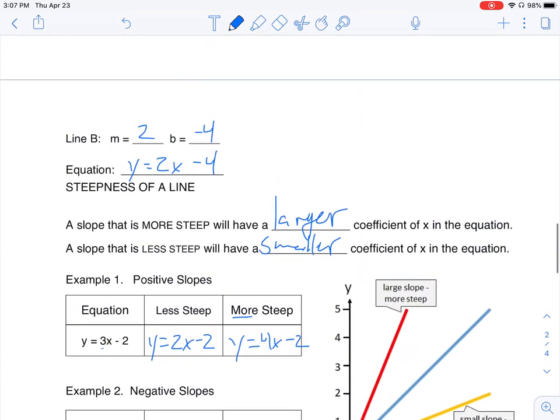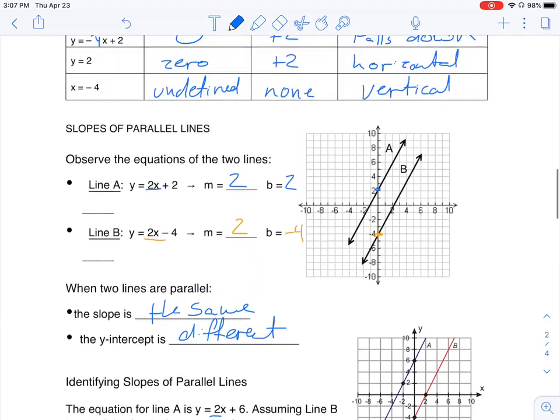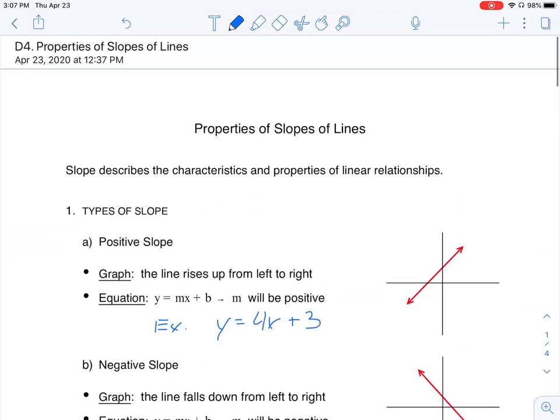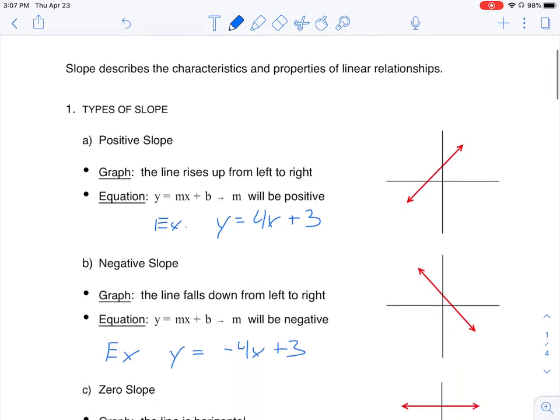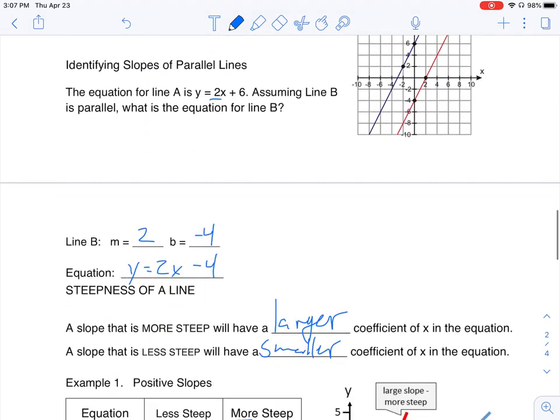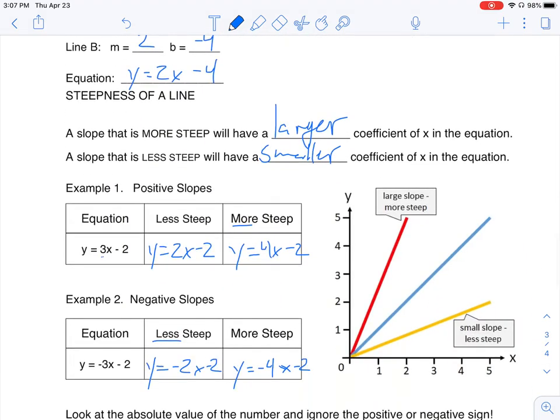So hopefully this helped clarify what we're doing when it comes to properties of slopes and lines. Again, the big takeaways would be what is a positive slope, negative slope, and then the other one would be the steepness of lines, knowing that the coefficient in front of the x term dictates whether or not the line is steep, less steep, or even less steep still.